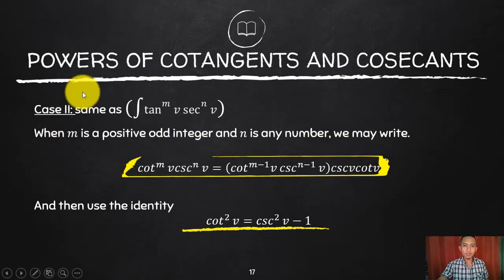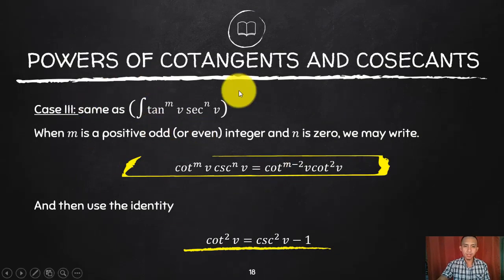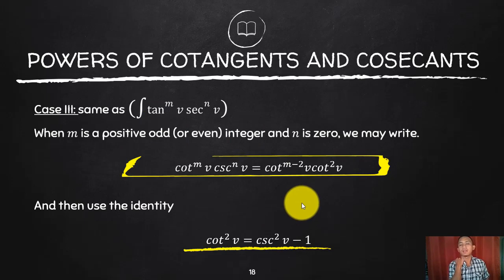Your case 2 is the same. Instead of having tangent and secant, you have cotangent and cosecant. And case 2 is when your cotangent is raised to positive odd. So what will we do? I will bring out one of the cotangent and one of the cosecant, whose derivative is cosecant. So I will change everything inside using this one so that everything will become cosecant. So just like your case number 2. And then of course, just like case number 3 for tangent and secant. Okay, so that is for your transformation.